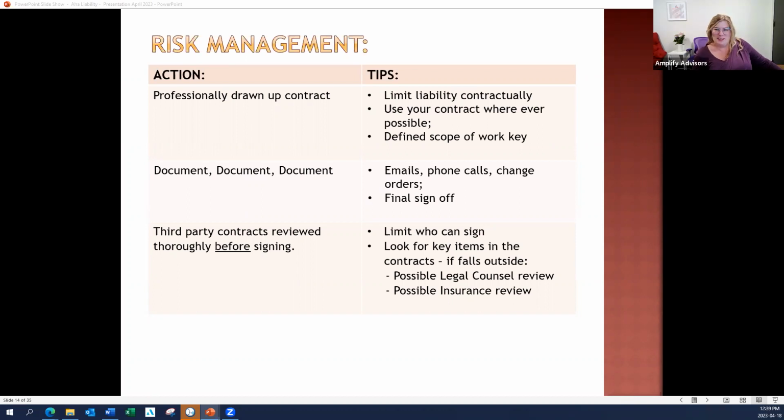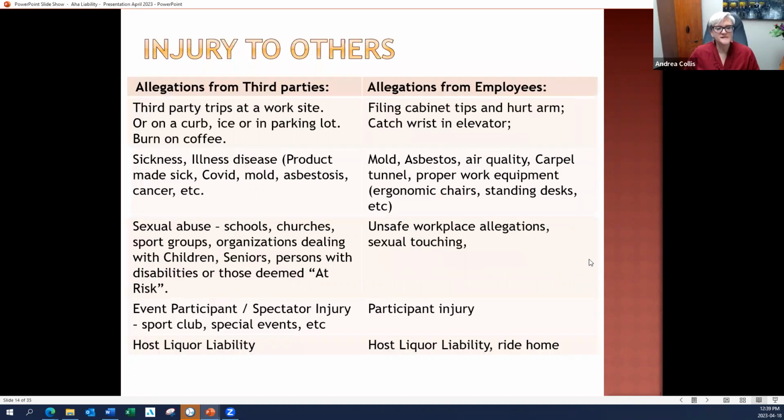Awesome. All right, let's head back into it. Okay, so our next section is going to talk about injury to others. We're going to split this part into two sections of bodily injury and emotional injury. And from there, as this slide shows, we're going to break those allegations into allegations from what we would call third parties to allegations from employees. So we're going to look at those differently as well. To clarify, a third party is anyone other than you and maybe your spouse and your employees. So somebody who's separate from your organization.